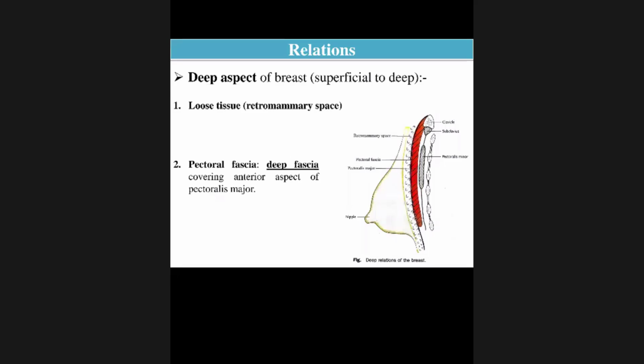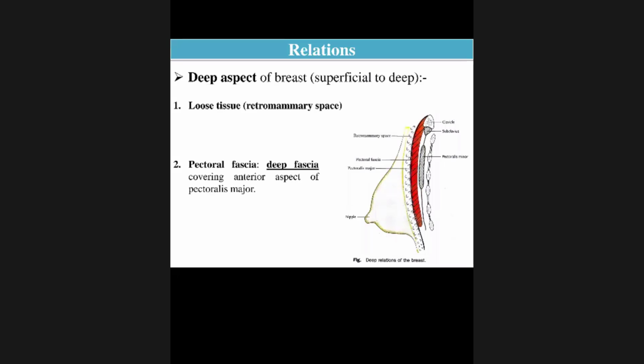Now coming to the relations. The anterior relation is only the skin. Beneath the skin there is superficial fascia, and in the superficial fascia only the mammary gland is present. So that's why the anterior relation is the skin.